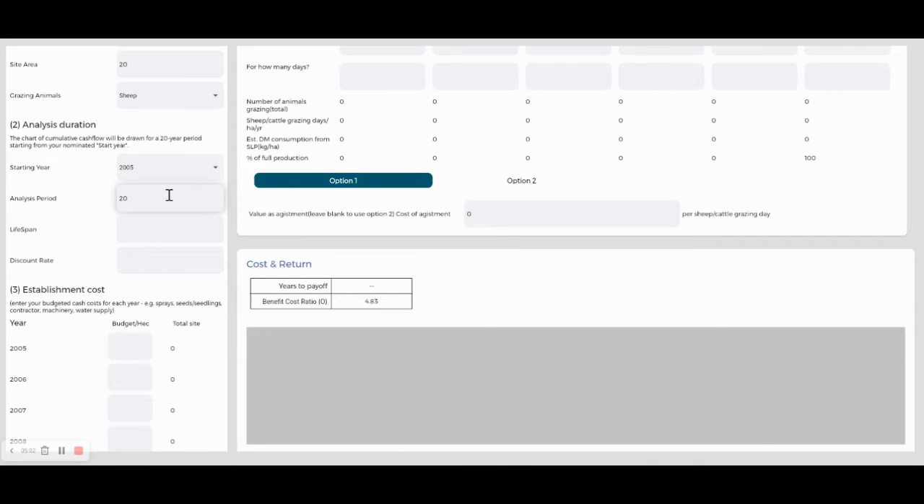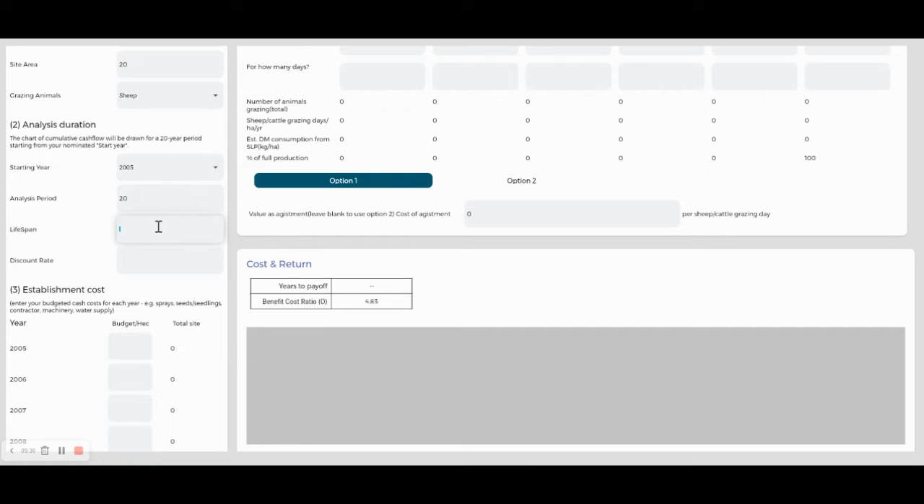The analysis period, the tool is set up to analyse the financial impact of establishing the saltland pasture for anything up to 20 years. So the number can be less than 20, but it's not able to be more than 20. And mostly leaving it at 20 is what you would do. And that's because the more important value of the two is the lifespan of the saltland pasture that you're going to establish.